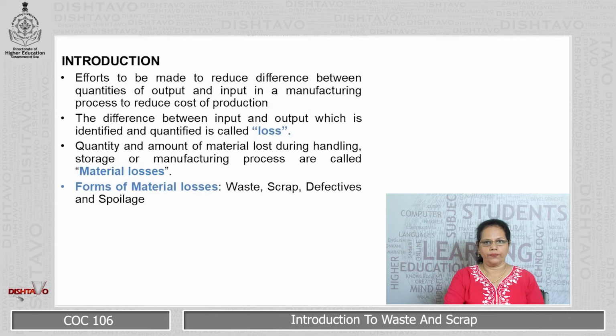To introduce the topic, efforts are to be made to reduce the difference between quantities of output and input in a manufacturing process to reduce the cost of production. The difference between input and output, which is identified and quantified, is called loss. Quantity and amount of material lost during handling, storage, or manufacturing process are called material losses. Forms of material losses are waste, scrap, defectives, and spoilage.